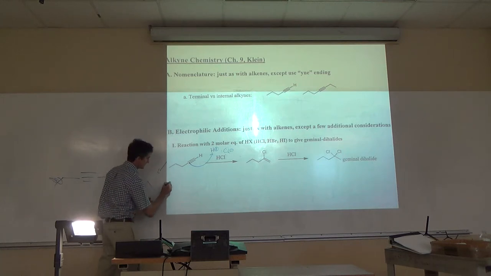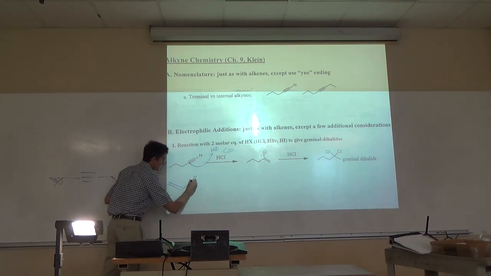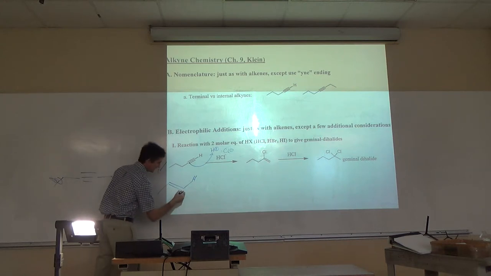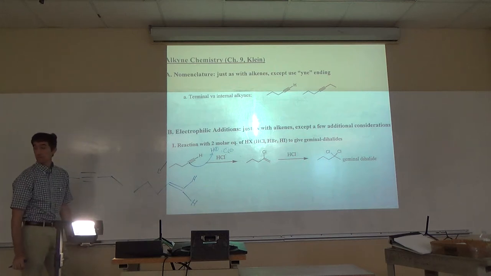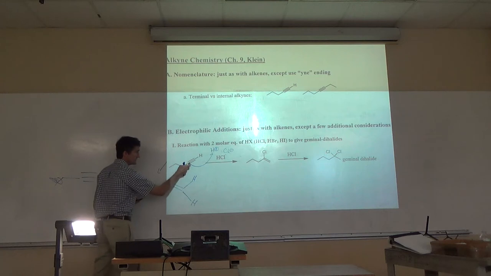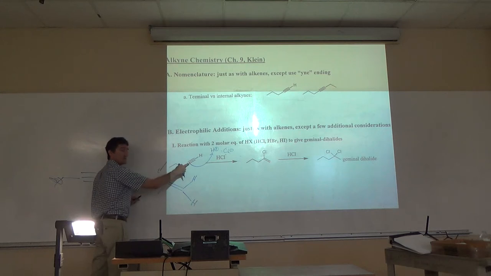I'm going to draw this bent like this. New H on the end. For some reason, I feel like I should draw both of them on the end. There's now two on the end. And what's now on the second carbon? Carbocation. Because there's no H here. There's still no H, but it's only 3 bonds.